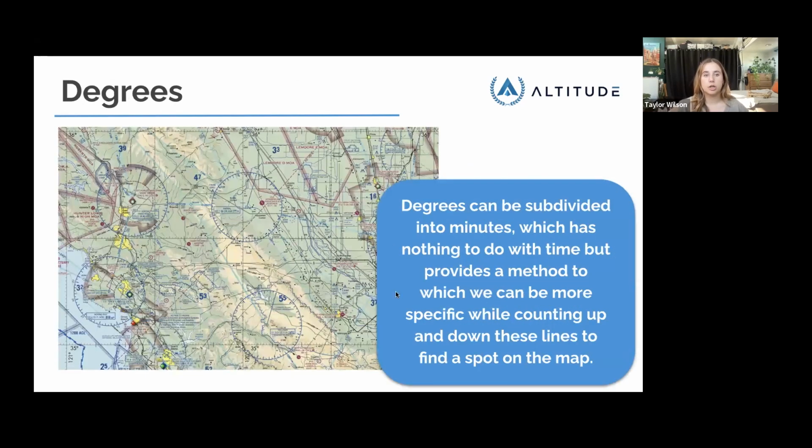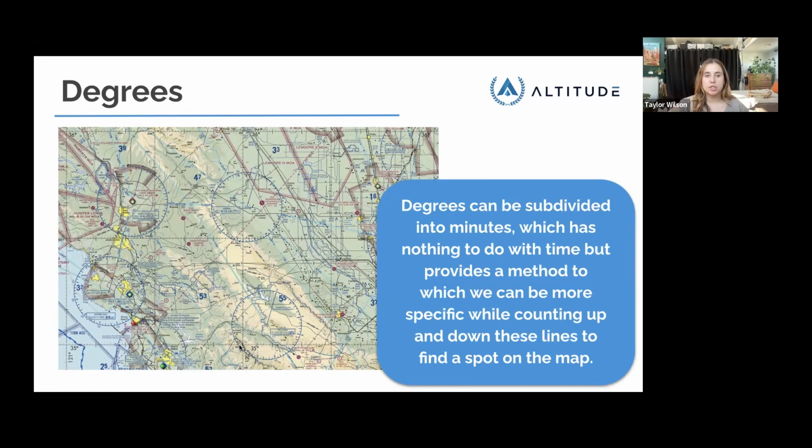So when we're looking at our chart, this is a sectional chart here. You see these thin black lines. Those are the lines of latitude and longitude. Now we can break this down into different quadrants. You see here where my cursor is, we have this little quadrant.